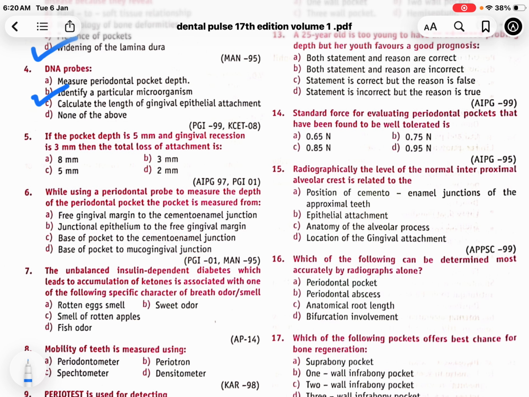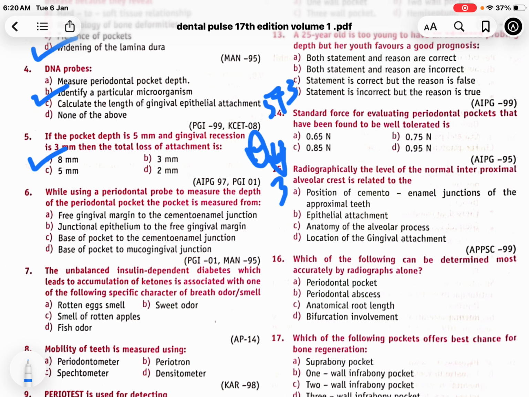Now question number 5, if the pocket depth is 5 millimeter and the gingival recession is 3 millimeter, then the total loss of attachment will be 8. If we talk about this tooth and this is the pocket depth, and the gingiva has also receded by 3 millimeter, so 5 plus 3, it's 8. Loss of attachment will be gingival recession plus pocket depth.